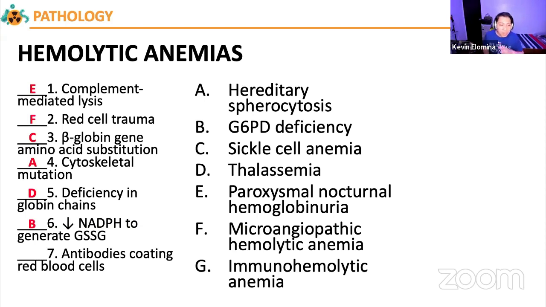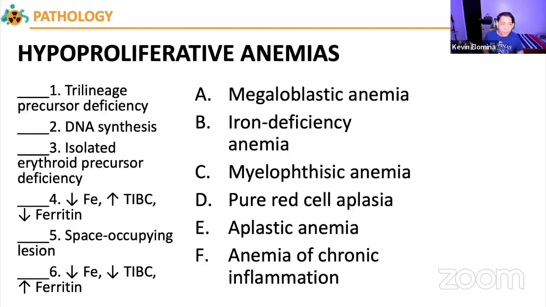Okay? Now, antibodies coating red blood cells, of course, that's your autoimmune hemolytic anemia or your immunohemolytic anemia. Now, let's go to your hypoproliferative anemias. If you have depression in all three lines, that is your aplastic anemia. Okay? Now, what are hypoproliferative anemias caused by impaired DNA synthesis? Yung mga vitamin deficiency related, those are your megaloblastic anemias.